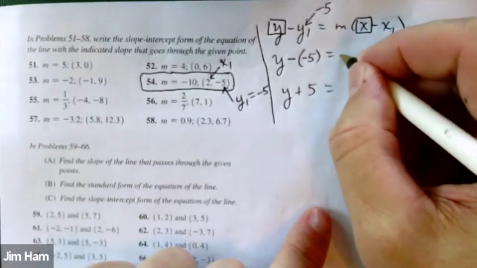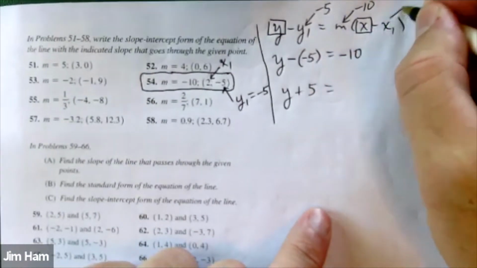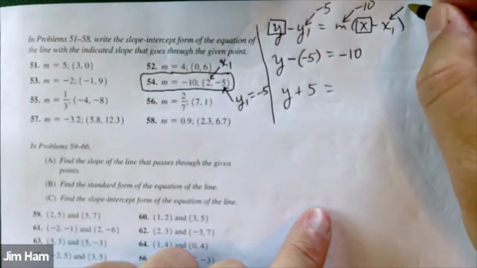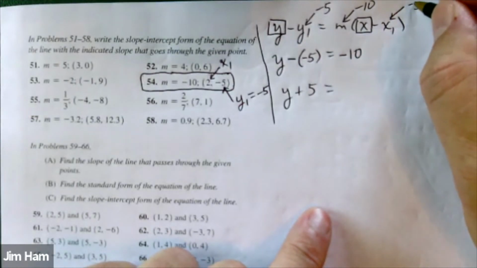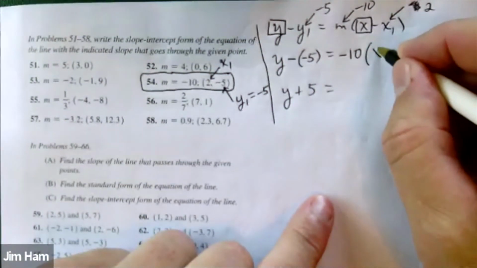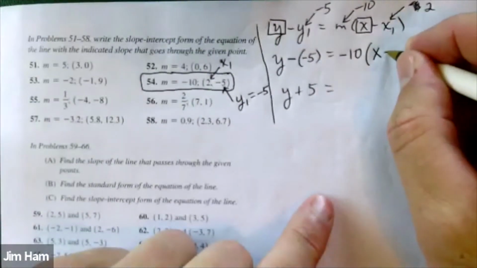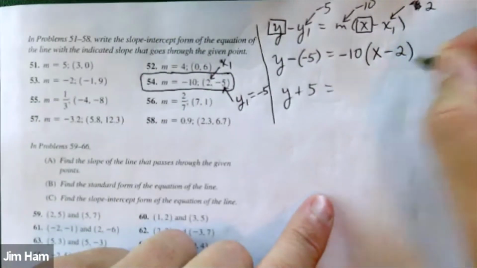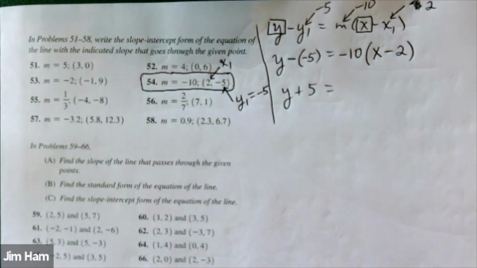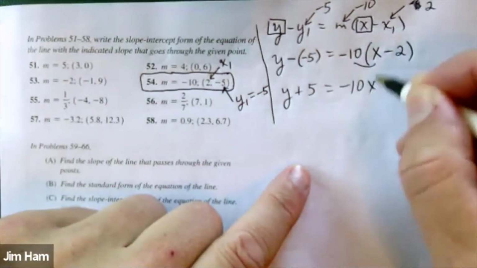And then we have the slope, which is -10 from the problem. And we have the x1 is equal to +2. So we're going to put all those values in there. Notice I did not change the x and the y. I only changed the x1 and the y1. So once you have those numbers in, then you just work it down and simplify using properties of algebra.